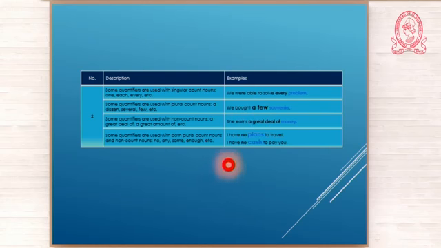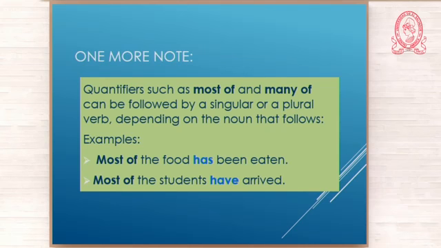And let us see the other one. I have no cash to pay you. So I'm sorry, I won't be able to pay you. I have no cash. After no, we have a non-count noun. We have one more note.